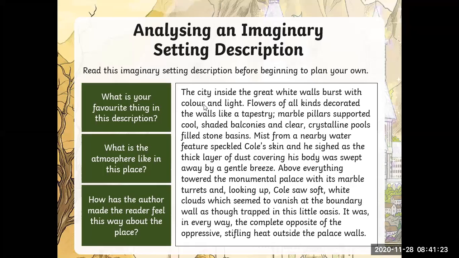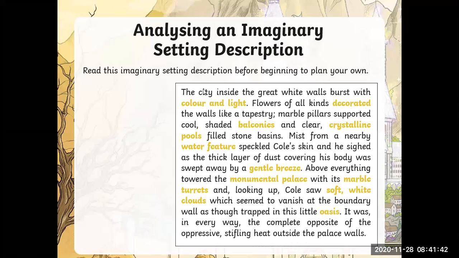Now, what do you think of the atmosphere here? Is it a bright one, a cheerful one, or a gloomy one? And while thinking about this, you have to think how the author managed to make you feel that. The first thing that you should think of is the choice of words. If you look at the choice of words here, you can see color and light, decorated, crystalline pools, water feature, gentle breeze, monumental palace, soft white clouds.